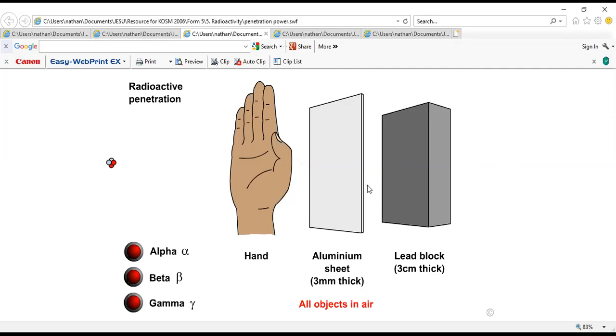So we say that alpha has the lowest penetrating power, and gamma has the highest penetrating power.